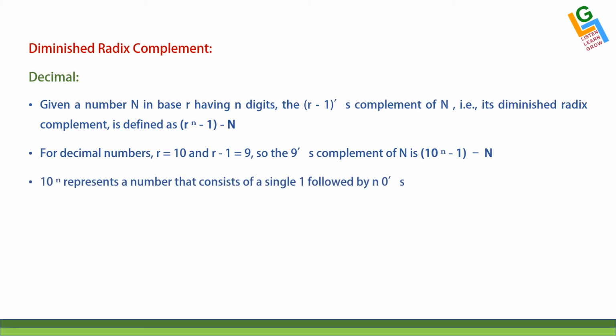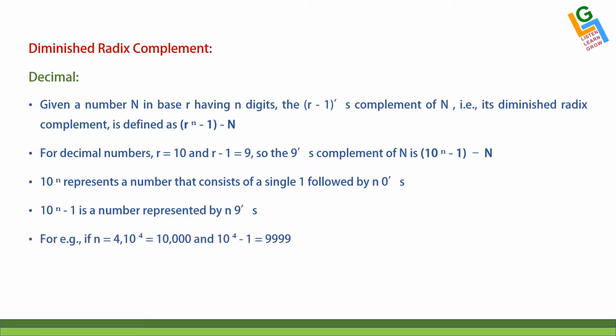10 power n represents a number that consists of a single one followed by n zeros. 10 power n minus 1 is a number represented by n nines. For example, if n equals 4, 10 power 4 equals 10,000 and 10 power 4 minus 1 equals 9999.